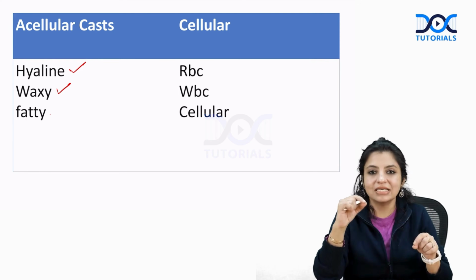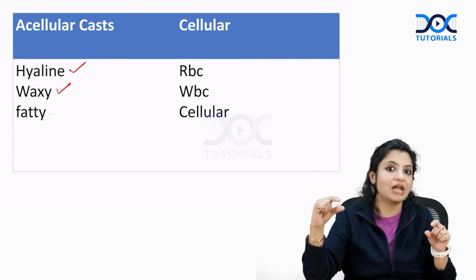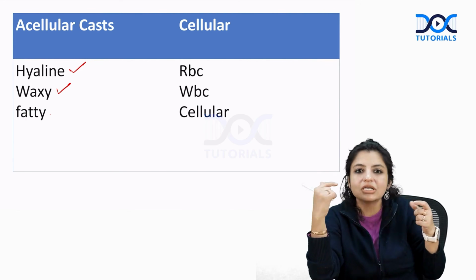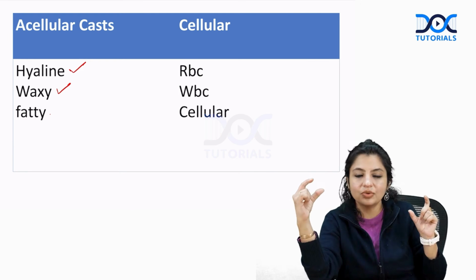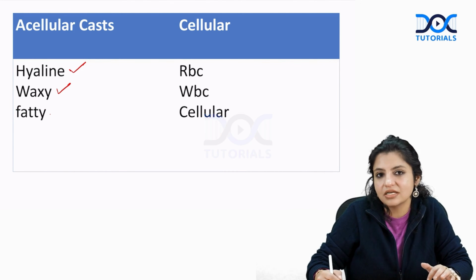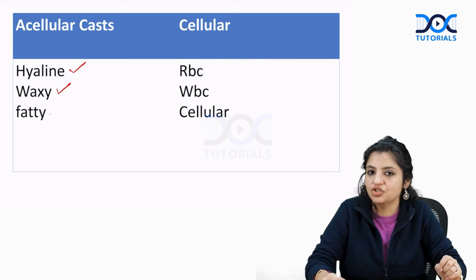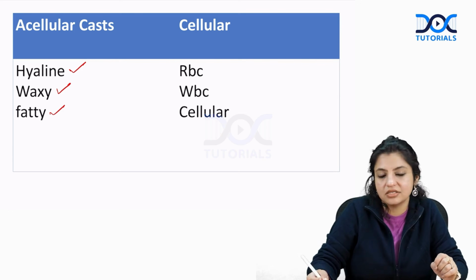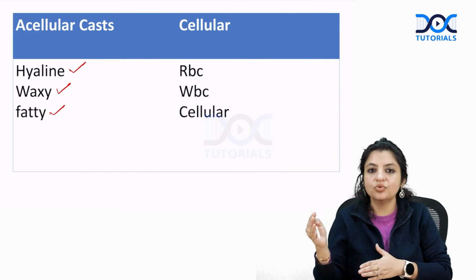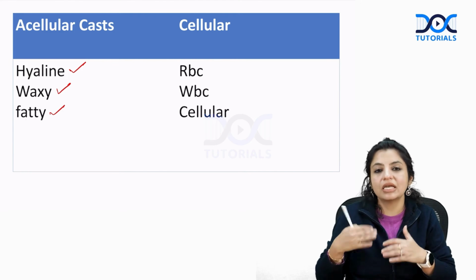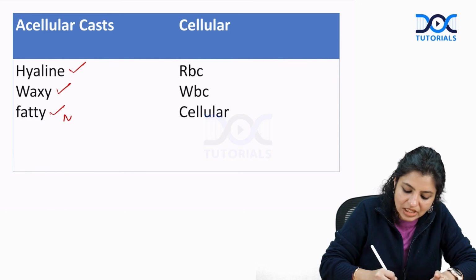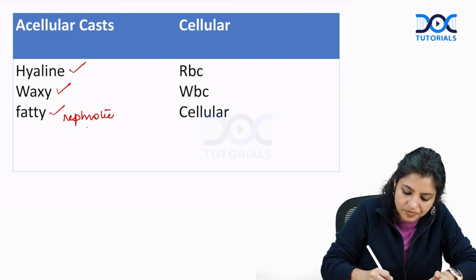What happens in waxy is that the outlines of the Tamm-Horsfall protein are well defined. They don't have any internal structure because the granules are resorbed, and you have a well defined outline. So these are what are called waxy casts. Waxy casts indicate chronic tubular injuries. Then we have fatty cast. Sometimes whenever a patient has lipiduria, whenever the lipid is passing in the urine, this lipid can get trapped in the Tamm-Horsfall protein and come out. This is usually seen in patients of nephrotic syndrome.